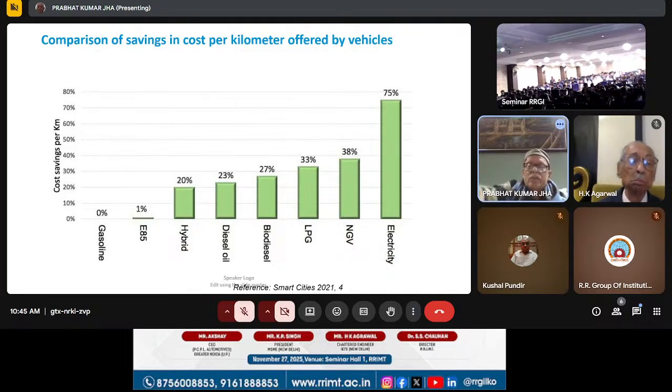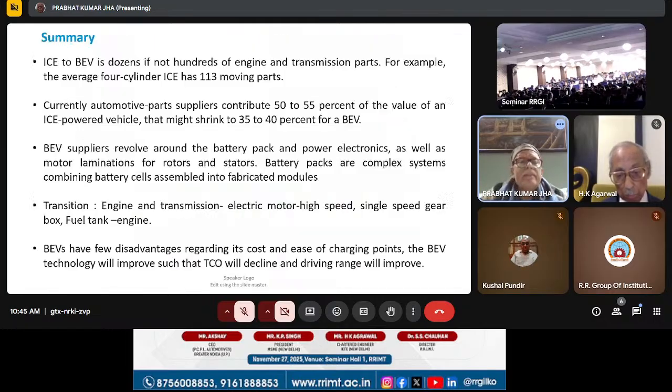75% higher. So LPG, biodiesel, diesel oil, hybrid, and E85. And you see the electricity, how much cost per kilometer saving this vehicle has: 75% saving is there with you. So it is better. Although there is some problem in the system, you will have to go through these and face the problems. And when we become regularized, it will be a better system. You will have a better service for that.